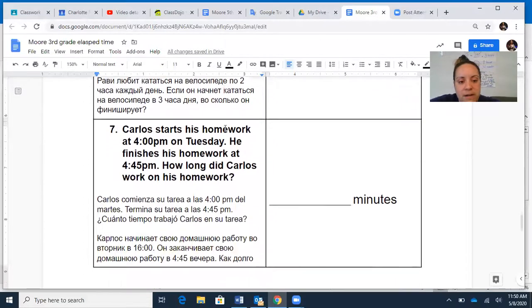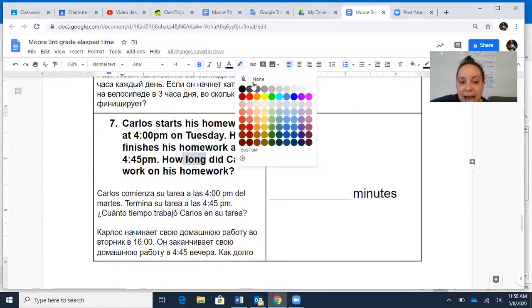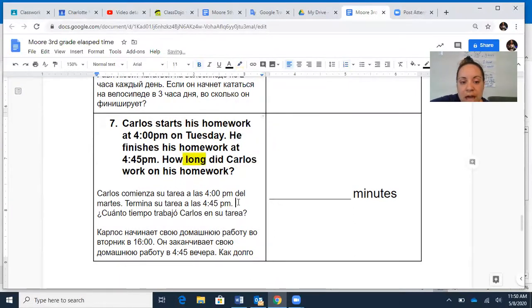All right, last one, number 7. Carlos starts his homework at 4 p.m. on Tuesday. He finishes his homework at 4:45 p.m. How long does Carlos do work on his homework? This one is saying how long. So that means that you want to know the minutes, not the time, the minutes.